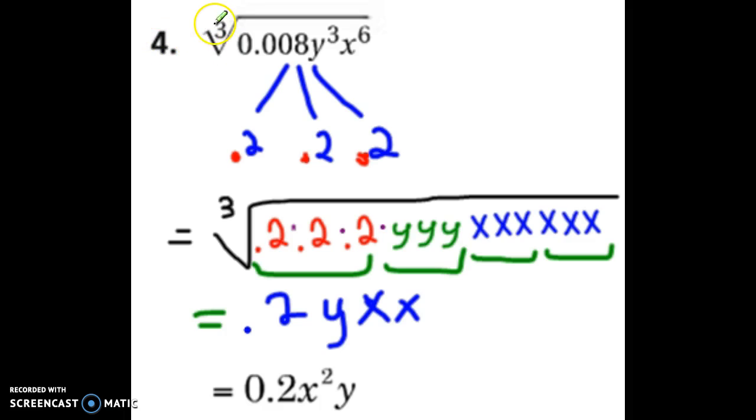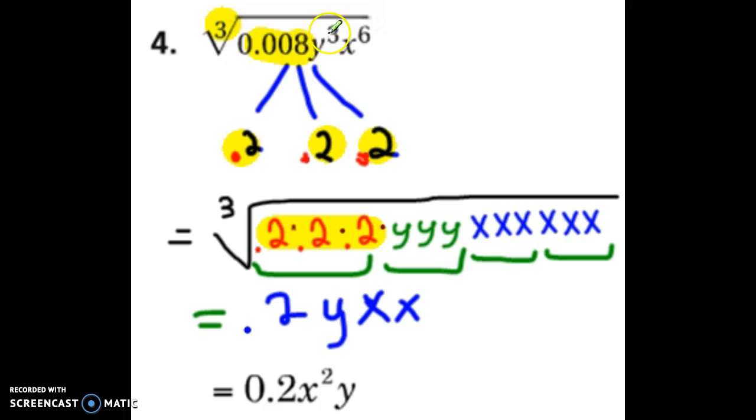In problem number 4, my index is 3. I am going to first factor 8. I get 2 times 2 times 2 is 8. I have 3 numbers after a decimal, so I made them all 0.2. When I multiply them, I get 0.008. So that's how I got 0.2, 0.2, 0.2.